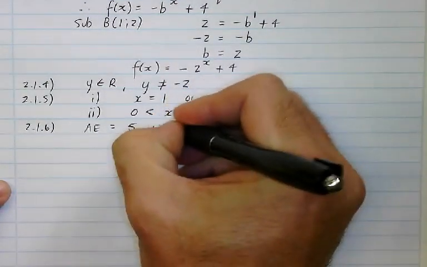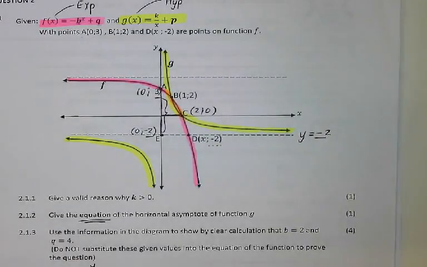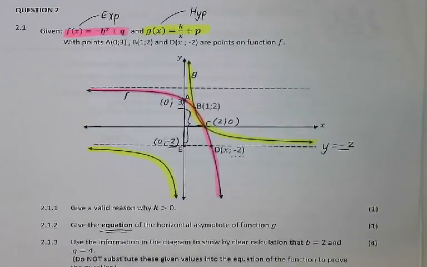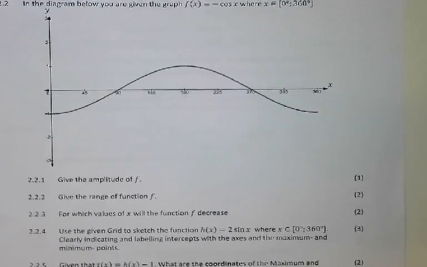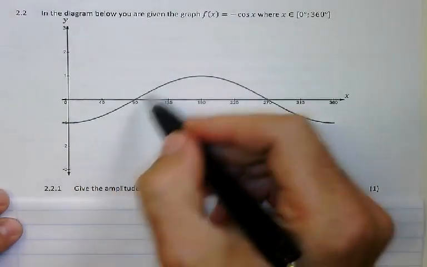Happy? So a few more marks here for functions. Hopefully not too bad and you're feeling okay. Right, we move to 2.2. 2.2 obviously has got a trig graph and hopefully not too intimidating. It says in the diagram below, you are given the graph of f(x) equals negative cos x, where x is an element between 0 and 360. So the thing to realize is that that negative is different from our original cos graph.